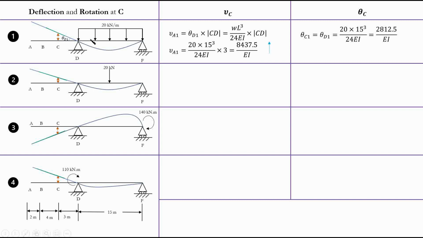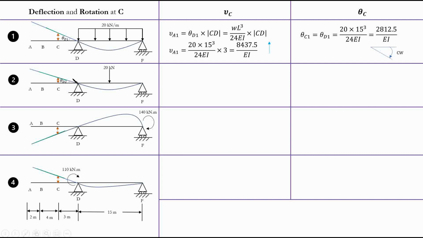For rotation, it's pretty much the same thing we did before, theta d1. So the rotation at this point is the same as at this point. Why? Because this is linear, right? This is linear. And we just put this back here, right? And is it clockwise or counterclockwise? It is clearly clockwise, as we can see, right? This is the normal, this is deflected, so just clockwise.